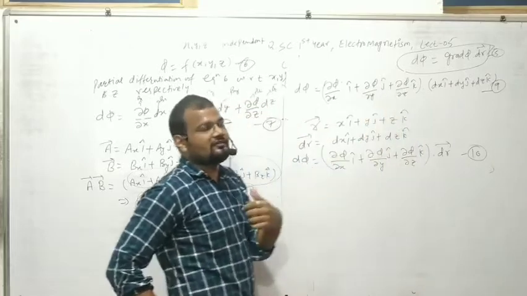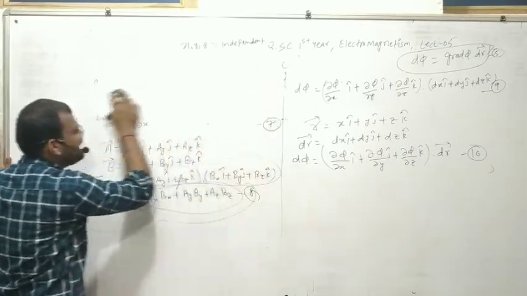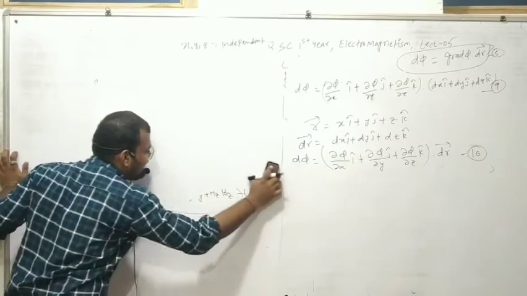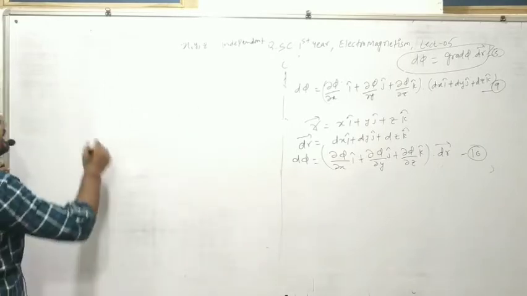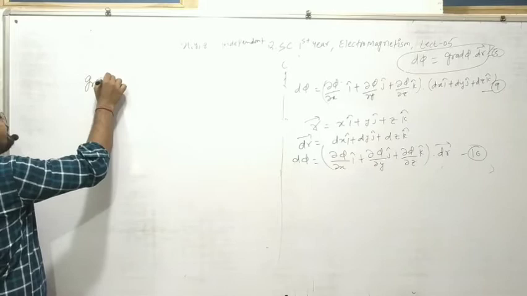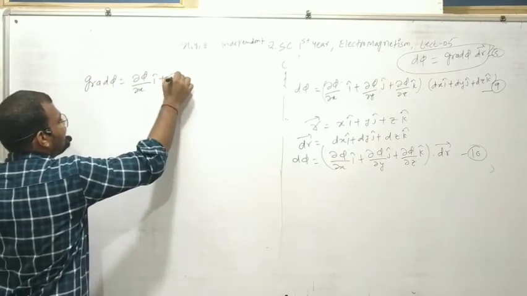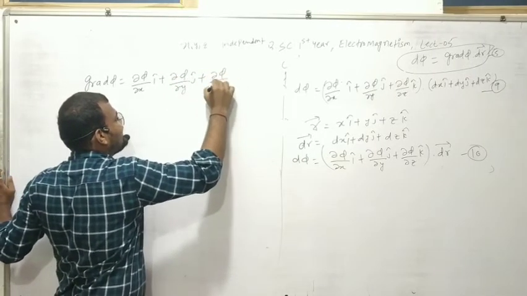Compare equation number 5 to 10. What will you get? You will get the gradient of a scalar function phi in terms of the Cartesian coordinate system x, y and z. Gradient phi will be del phi over del x i cap plus del phi over del y j cap plus del phi over del z k cap.